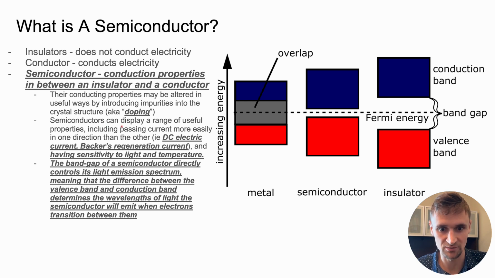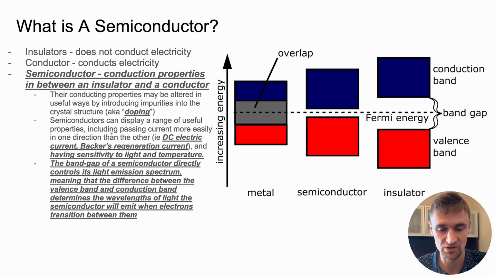So semiconductors can display a range of useful properties, including passing electric currents more easily in one direction than the other. That's the DC electric current. That's Becker's regeneration current that I've talked about. And so the DC electric current, that actually stands for direct current.